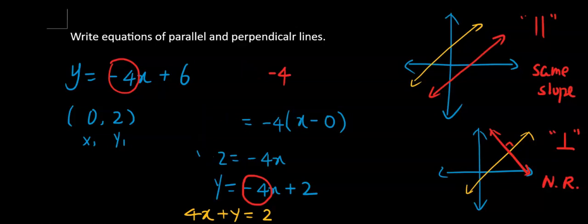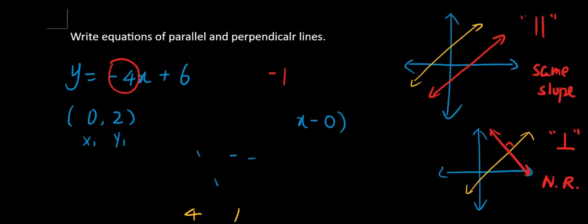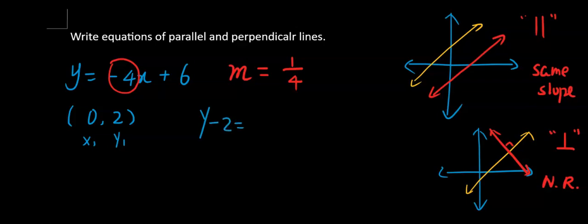Our next step is we're going to write an equation of the line that is perpendicular to this line. All right, the new line is going to be perpendicular to it, which means the new slope is positive 1/4. We have a slope, we have a point, we can start to write y minus 2 equals slope times x minus 0. This is point slope form. Write down y equals 1/4 x plus 2. This is slope intercept form.